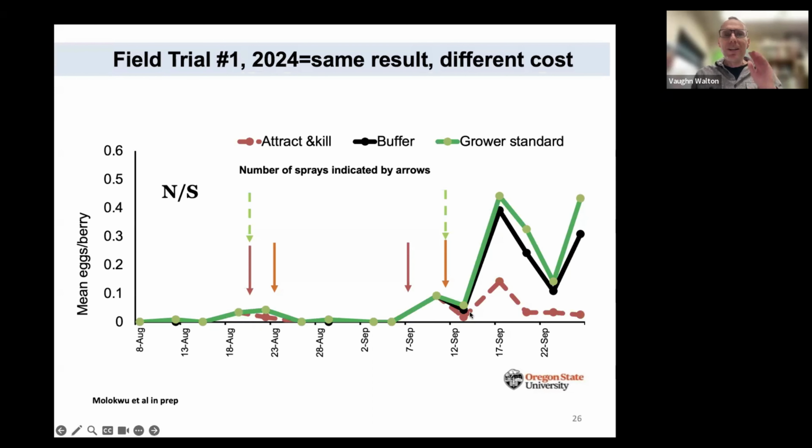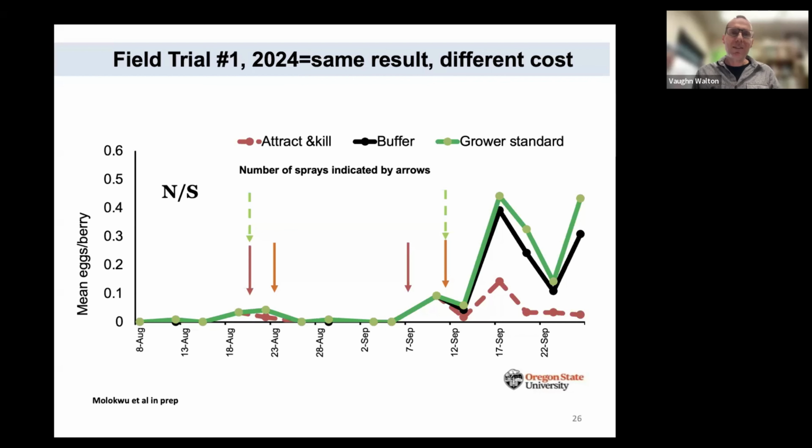Comparing that to our attract and kill, numerically slightly lower in the attract and kill plots. Statistically, exactly the same thing. We're looking at no statistical difference, maybe a slight numerical difference. That was one site. The second site that I told you about was the one that we did in 2023. I will show you one additional site.